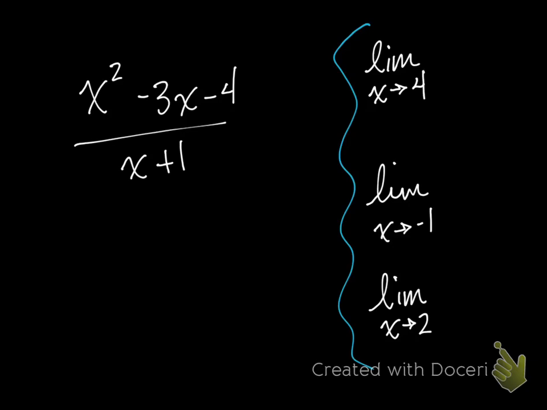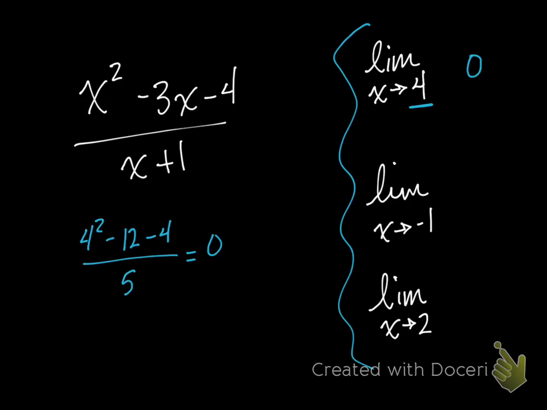So if we just plug a 4 in here, we're going to have 4 squared minus 12 minus 4. When we're doing this analytically, we take wherever x is approaching and plug that in. And this is going to be over 5. 4 squared is 16. Minus 12 is 4. Minus 4 is 0 over 5. So we get a 0 for this one.